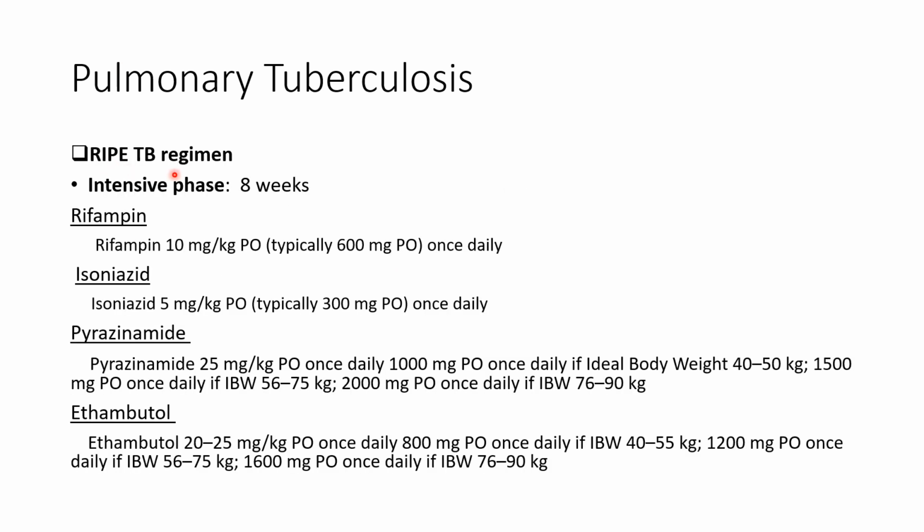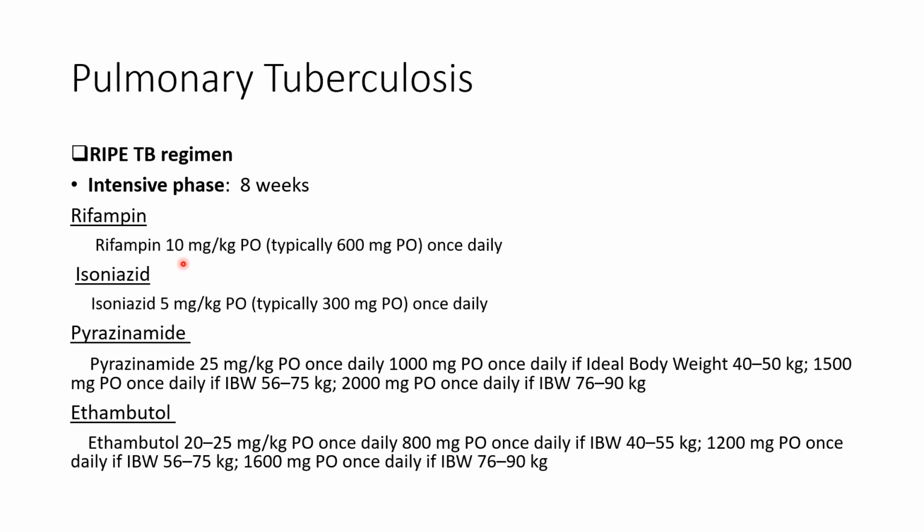RIPE TB regimen. RIPE TB regimen consists of rifampin, isoniazid, pyrazinamide, and ethambutol. RIPE TB regimen has two phases, intensive phase and continuation phase. Intensive phase consists of 8 weeks.